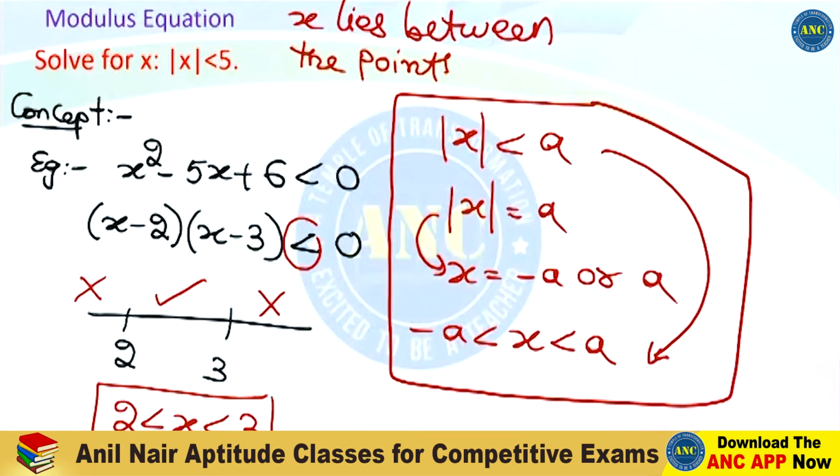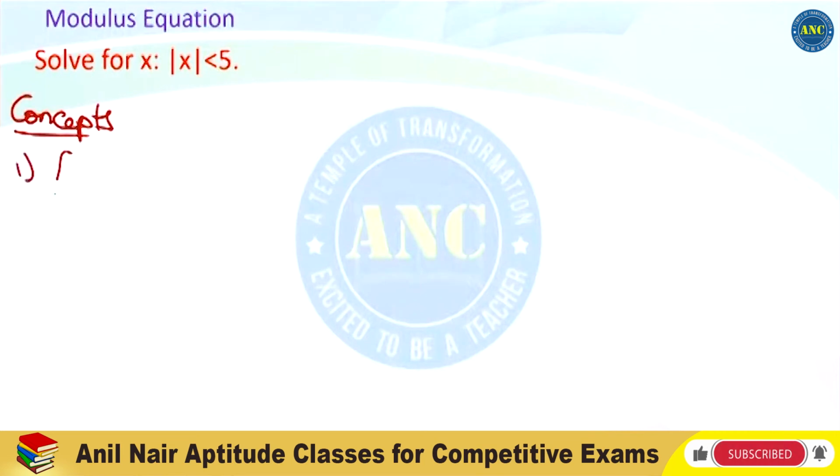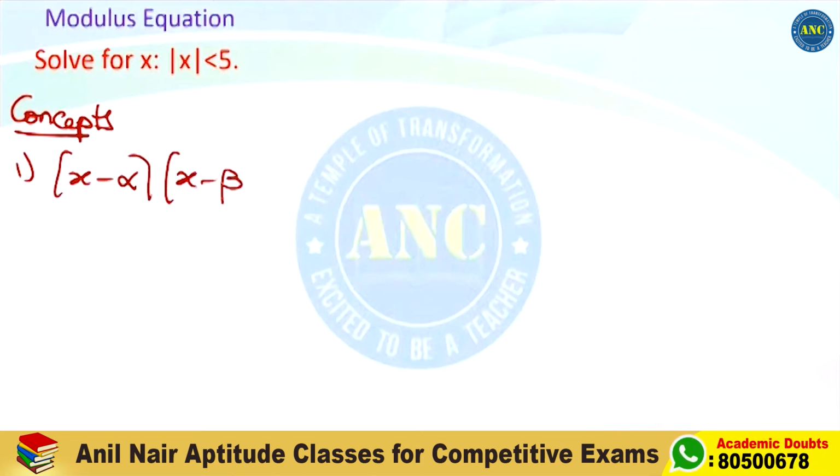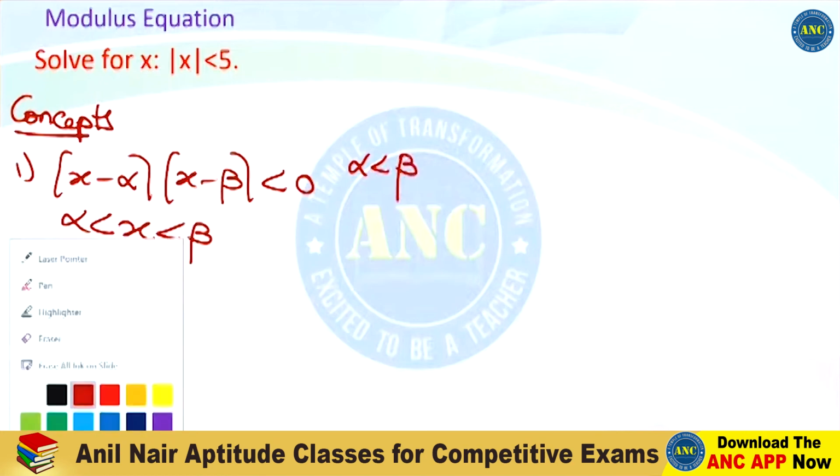If mod x is less than a, that means x lies from minus a to a. First write down these concepts. (x minus alpha)(x minus beta): if it is less than 0, that means x lies between the roots, where alpha is less than beta.